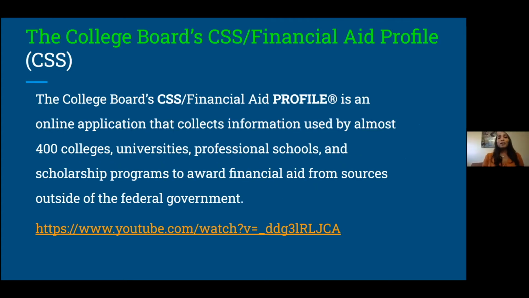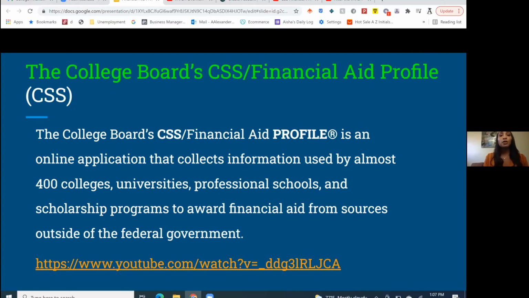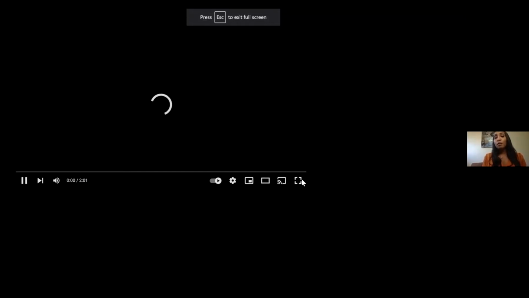All right, so what is the CSS application? The CSS is an online profile that collects additional information that is used by almost 400 colleges, universities, professional schools, and scholarship programs. This is additional information that your college may require you to submit in order to get financial aid. Okay, so this is a quick video that talks about the difference between the FAFSA application.